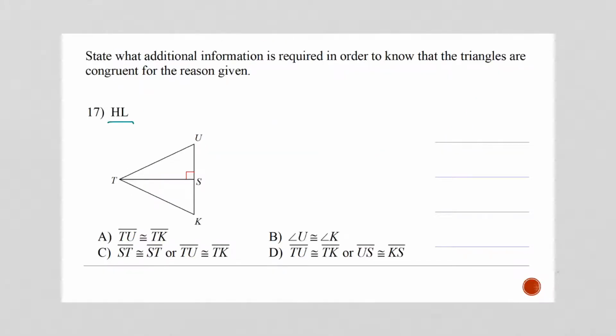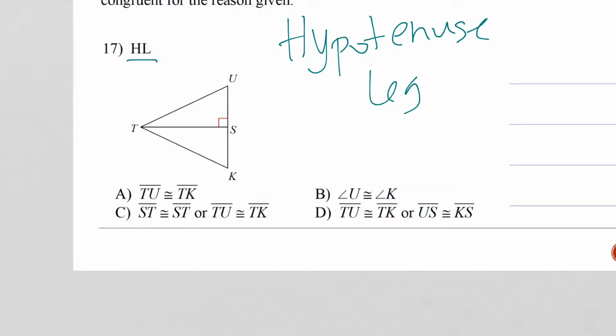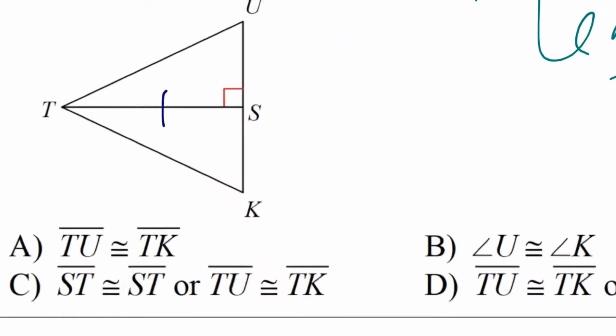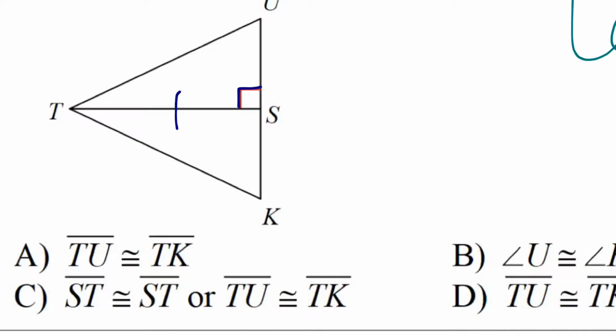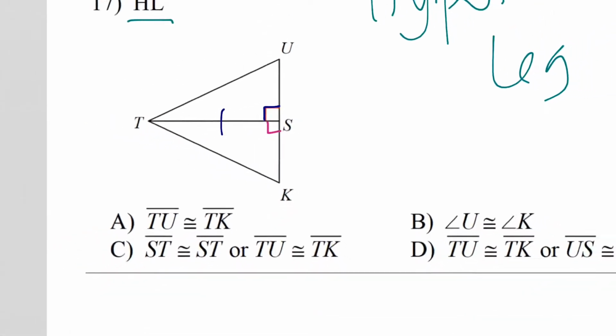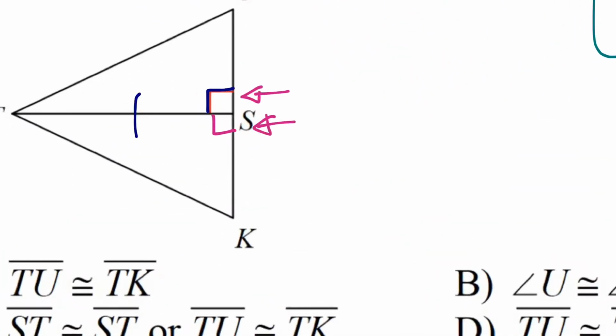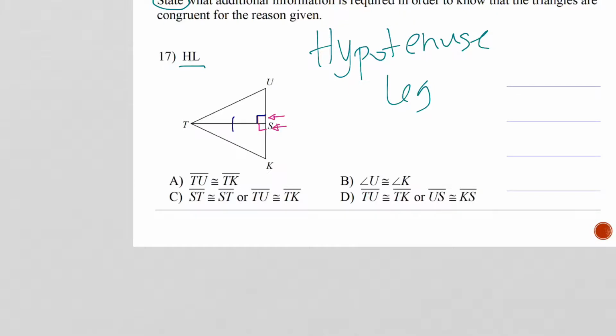17, I don't know why this one's on the final, but HL, hopefully you guys remember what the H stands for. The H stands for hypotenuse, and the L, leg. So here you start the same way. The only information that I know before I try to state anything that I need is that they share this leg. The other thing I know is that if this angle is a right angle, so is this one, because linear pair angles are supplementary. So I know that angle UST is congruent to angle KST, which are the right angles here. I can't name them angle S because angle S is being split.